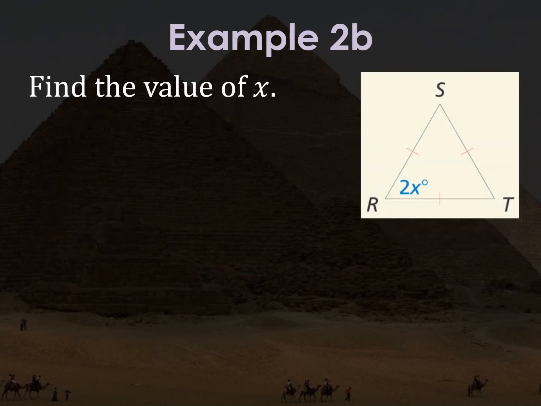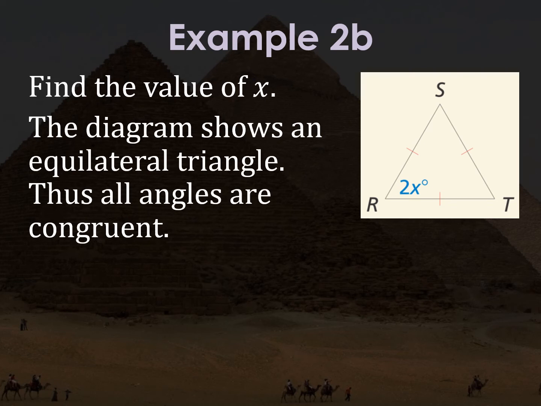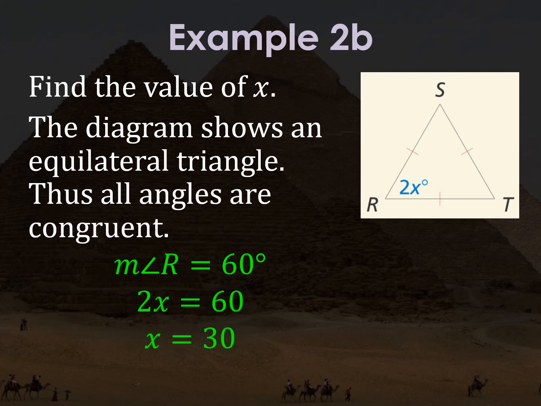2B, find the value of x. So notice again we have an equilateral triangle, which means all the angles are 60 degrees. So that means 2x has to equal 60 because the measure of angle R is 60 degrees. Divide both sides by 2, and you see that x is equal to 30. So equilateral triangles and equiangular triangles are basically the same triangle. Each angle is exactly 60 degrees.